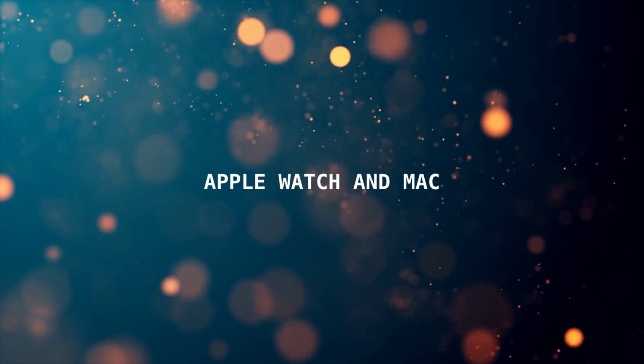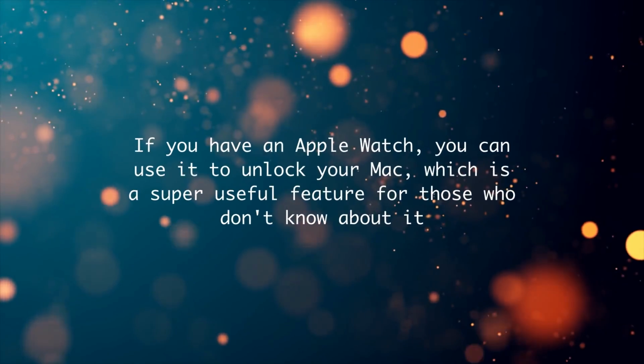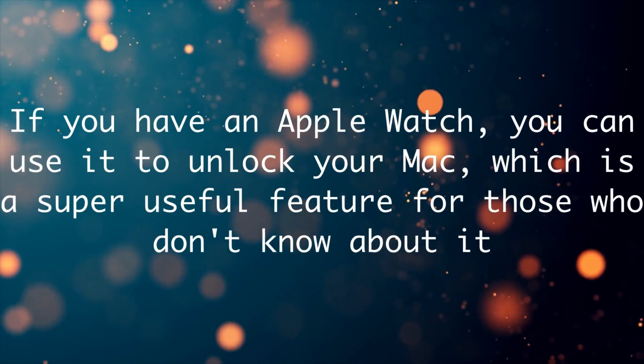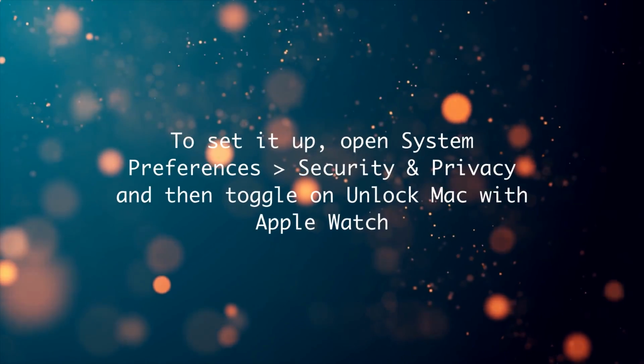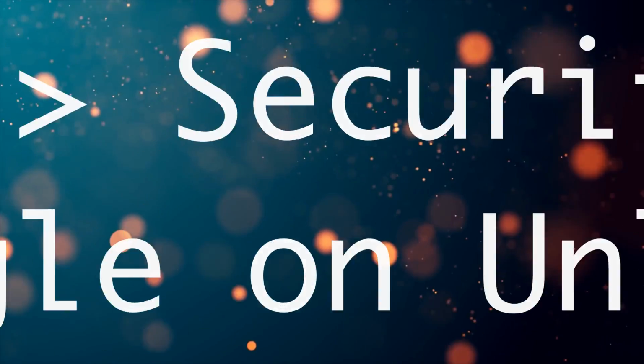Apple Watch and Mac. Unlocking with Apple Watch. If you have an Apple Watch, you can use it to unlock your Mac, which is a super useful feature for those who don't know about it. To set it up, open System Preferences, Security and Privacy, and then toggle on Unlock Mac with Apple Watch.